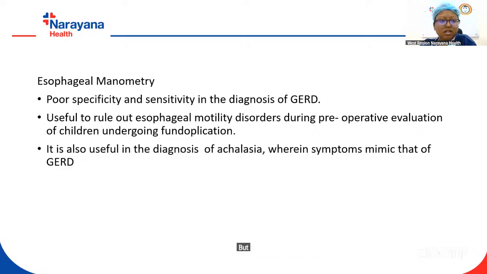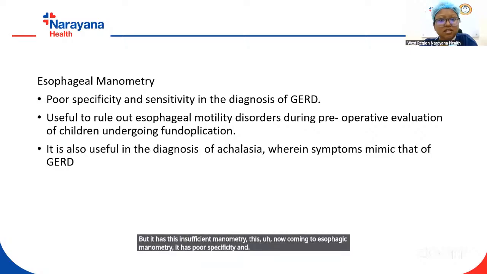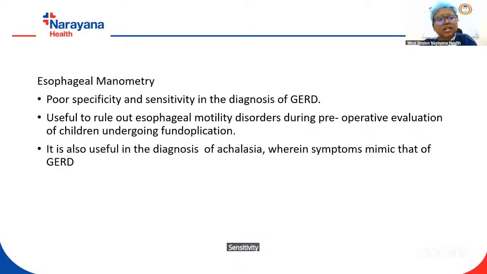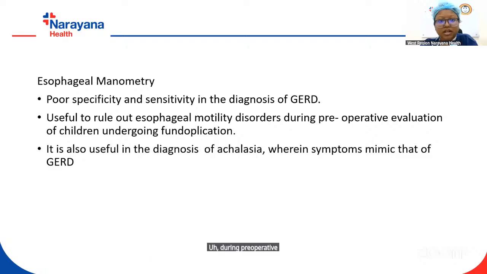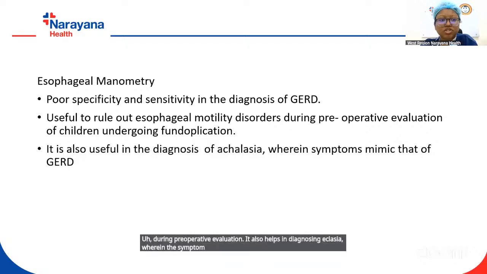Now coming to esophageal manometry, it has poor specificity and sensitivity in diagnosis of GERD. It is useful to rule out esophageal motility disorders during preoperative evaluation. It also helps in diagnosing achalasia, wherein the symptoms mimic that of GERD.